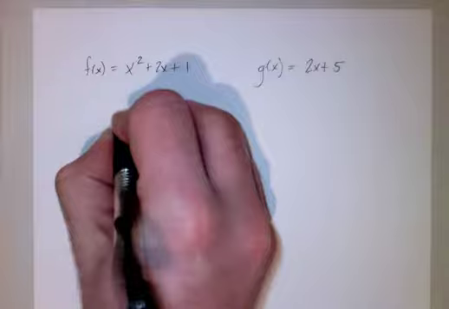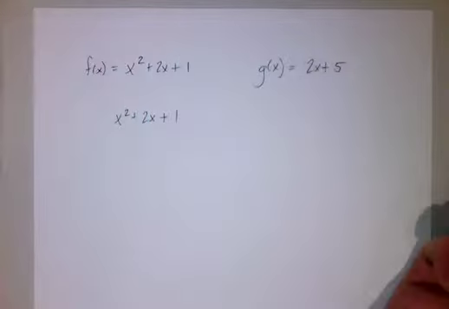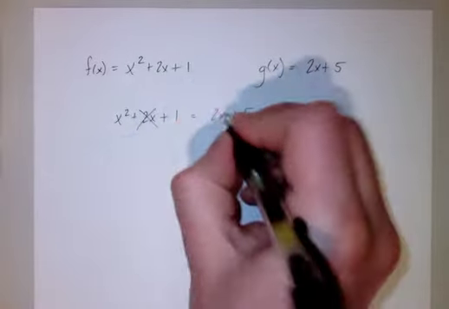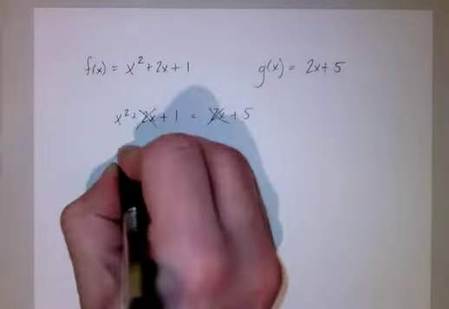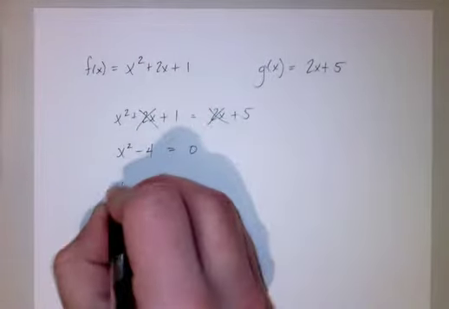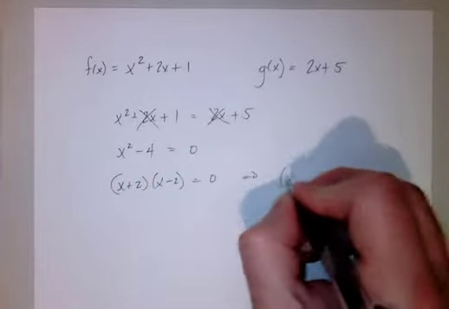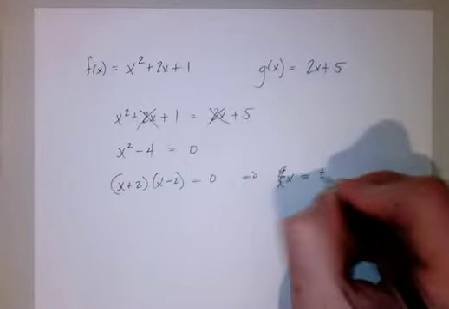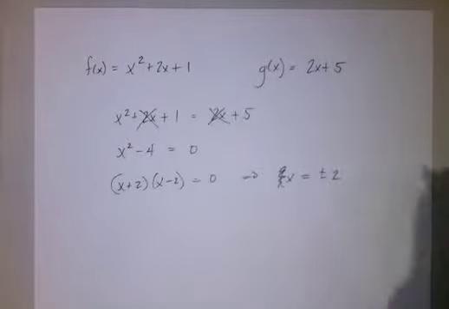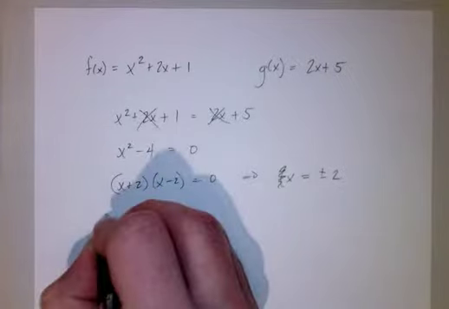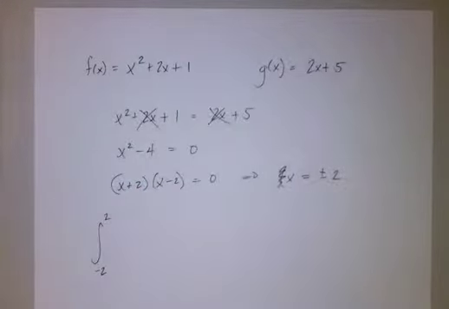And therefore I have to basically say, well, when is x squared plus 2x plus 1 equal to 2x plus 5? Well, notice that the 2x's go bye-bye, and if I subtract 5 from both sides, I'm going to get x squared minus 4. That should be relatively straightforward. It winds up being x is equal to plus or minus 2. So I know that my limits of integration are going to be plus or minus 2. Now, that means that in order to figure out the area between the curves, I know my limits of integration.